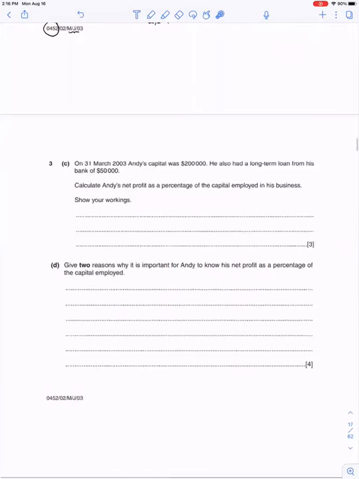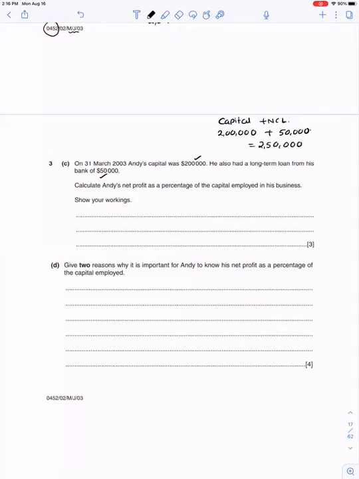Now they're saying that on 31st March 2003, Andy's capital was 2 lakh. He had long-term loan 50,000. So capital is 2 lakh, long-term loan is 50,000. Capital plus your non-current liabilities or your long-term loan gives you your capital employed. So 50,000 is your non-current liability. So your capital employed is 2,50,000.